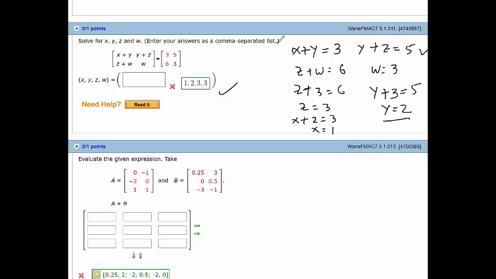Now, number 6. They just ask you to add. What do you do? Just add the numbers, isn't it? 0 will be added with 0.25. So the first element is 0.25. Second element in the first row will be negative 1 plus 3. Right?